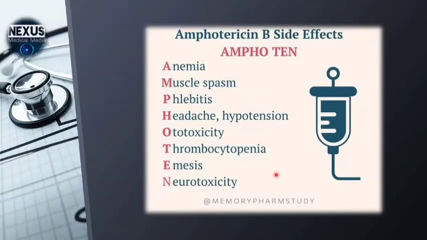Right, so this mnemonic, courtesy of Memory Pharm Study, helps you to remember the side effects of amphotericin B: Amphotericin for anemia, muscle spasms, phlebitis, headaches, hypotension, ototoxicity, thrombocytopenia, emesis, neurotoxicity. And you may also say that not all of these side effects, I mentioned them in the previous slides, but it's just a way to remember some of the side effects.